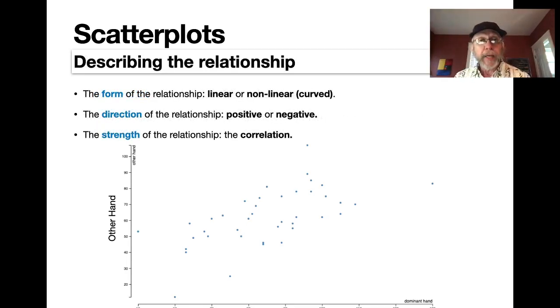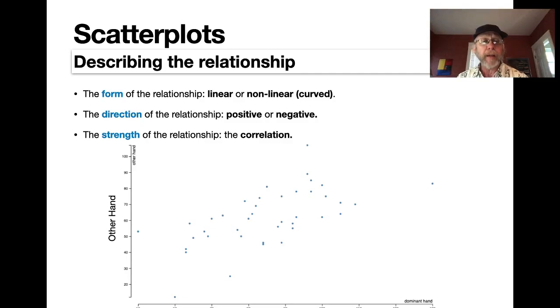In describing a relationship, there are three main aspects to the pattern that we want to describe. First is the form of the relationship. Is the relationship linear versus nonlinear or curved? And there you want to imagine the trend in the data.